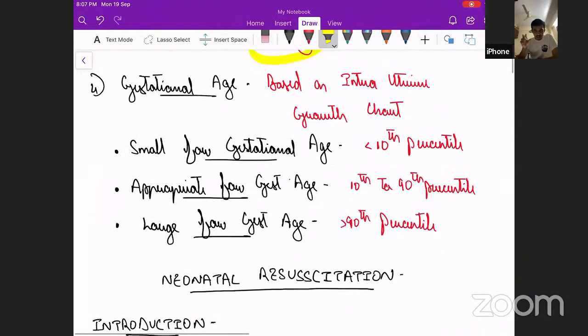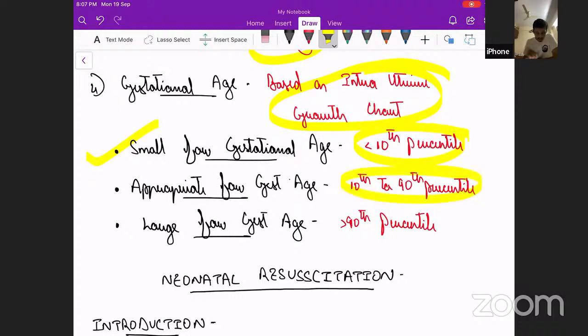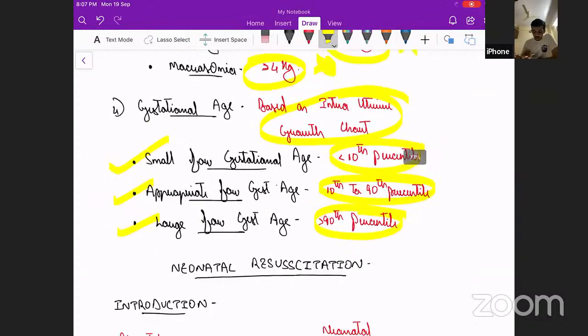Fine. Next is based on gestational age. How do we classify them based on gestational age? That is by plotting them on the intrauterine growth chart. On plotting on that growth chart, if the neonate falls below the 10th percentile, we call them small for gestational age. If they come between the 10th to 90th percentile, we call them appropriate for gestational age. And if they fall above the 90th percentile, we call them large for gestational age, that is LGA babies. So SGA, AGA, that is appropriate for gestational age, and large for gestational age.